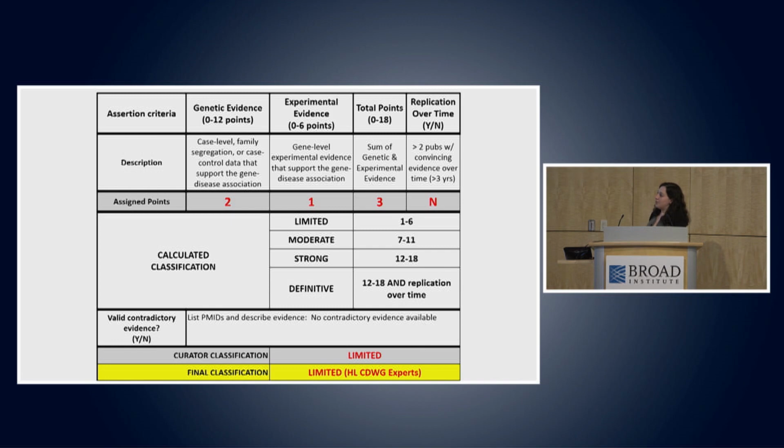And so this received 2 points of genetic evidence, 1 point of experimental evidence, the 2 points being the variant and the segregation scoring. And so this corresponds to 3. It was not replicated over time, and 3 points corresponds to limited. And so this association with one paper ended up as limited, which was then finalized by the experts in the hearing loss clinical domain working group.